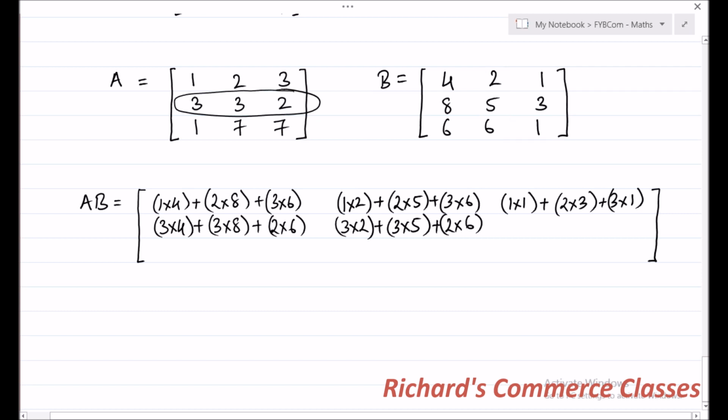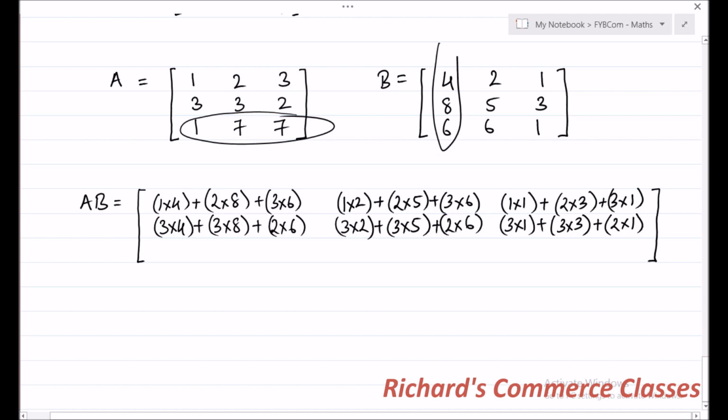And lastly 3 into 1 plus 3 into 3 plus 2 into 1. And finally the last row is left. Let's take the last row and the first column of B and repeat: 1 into 4 plus 7 into 8 plus 7 into 6.